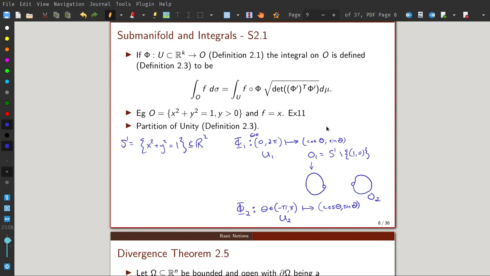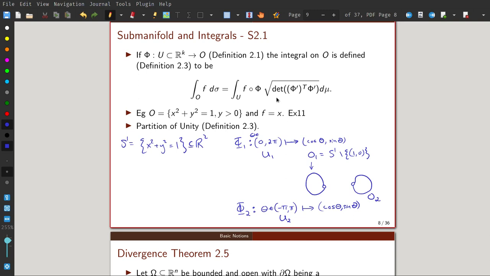All right. And so here, instead of definition 2.3, which is a little bit more complicated, I gave a particular case: if we have a submanifold that's just covered by one parameterization. So O1 by itself, all the points of the circle except for (1, 0), that's also a submanifold, right? Because it's covered by this parameterization. So if you have a submanifold O, or a set O that is parameterized by one function, then the integral of a function over that submanifold has this definition here.